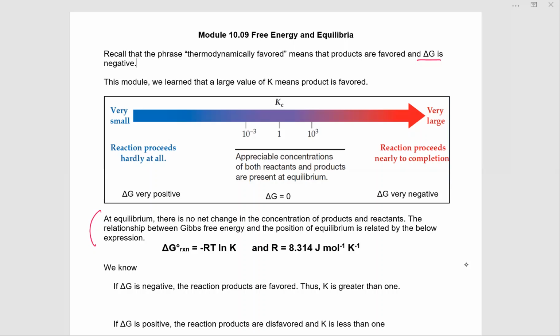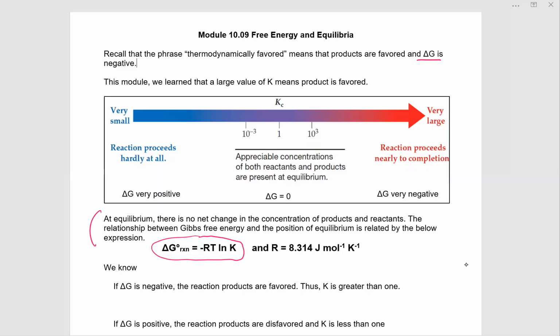At equilibrium, there is no net change in the concentration of products and reactants. The relationship between Gibbs free energy and the position of equilibrium is related by the equation shown right here. Now, before we get into this, let's take a look at this graphic that I have up above. I've shown this before in the notes.